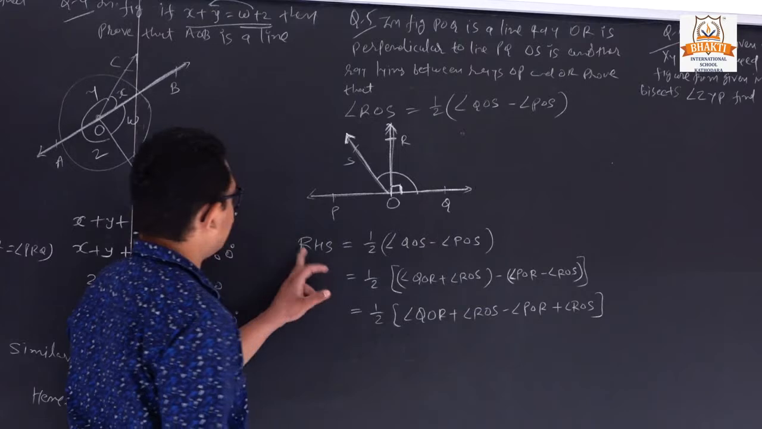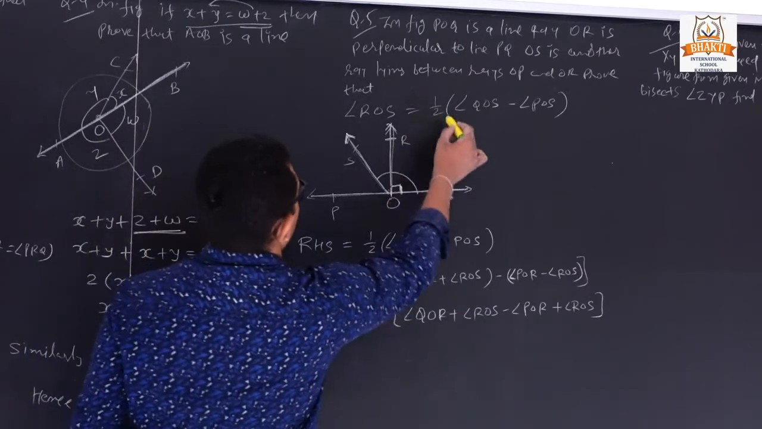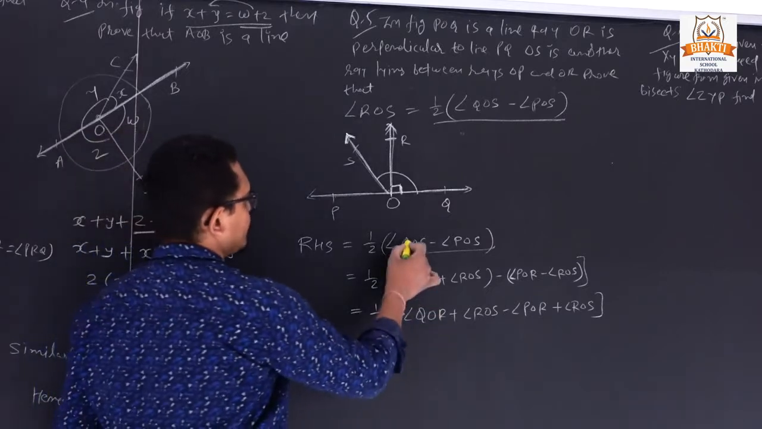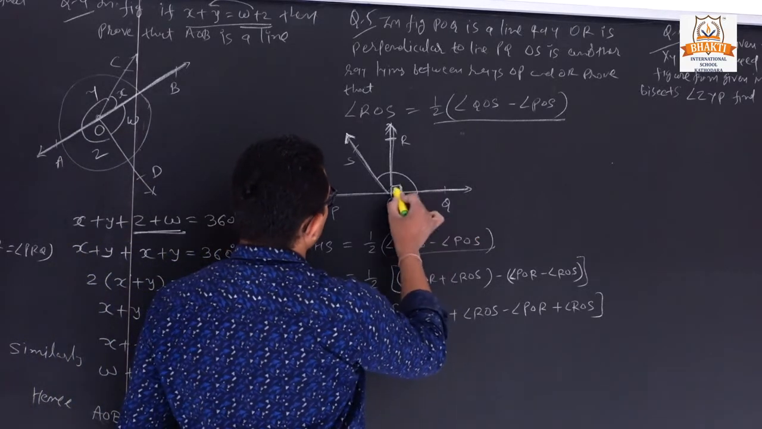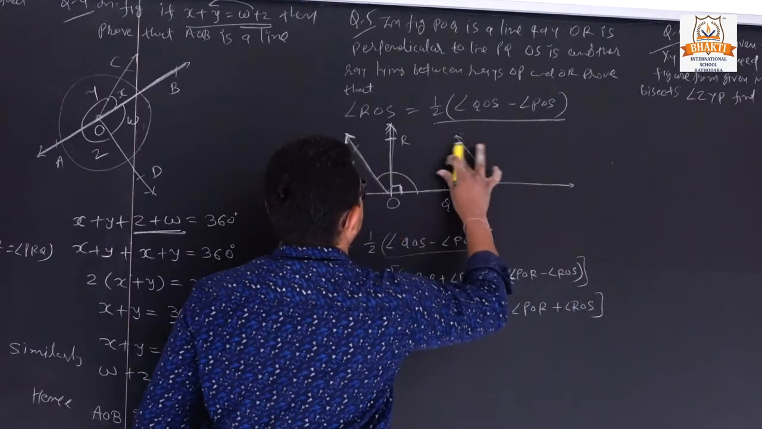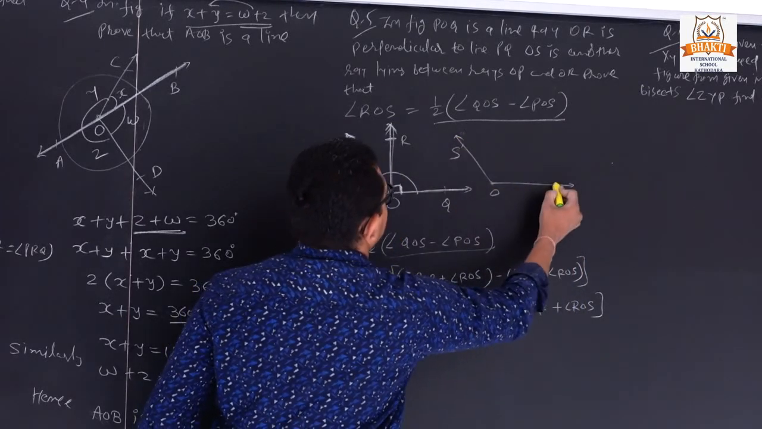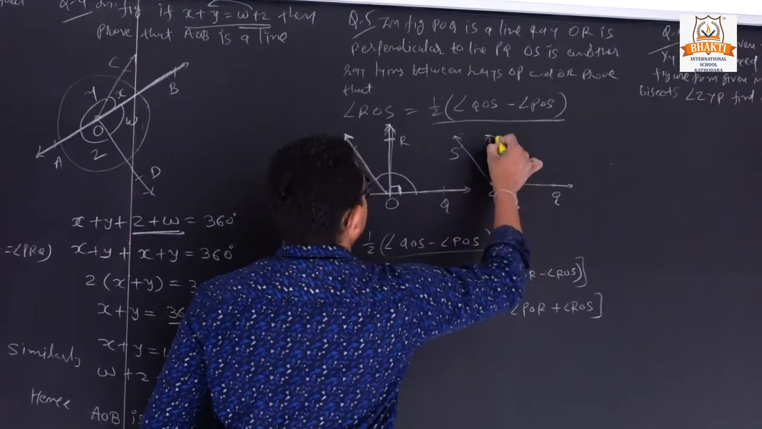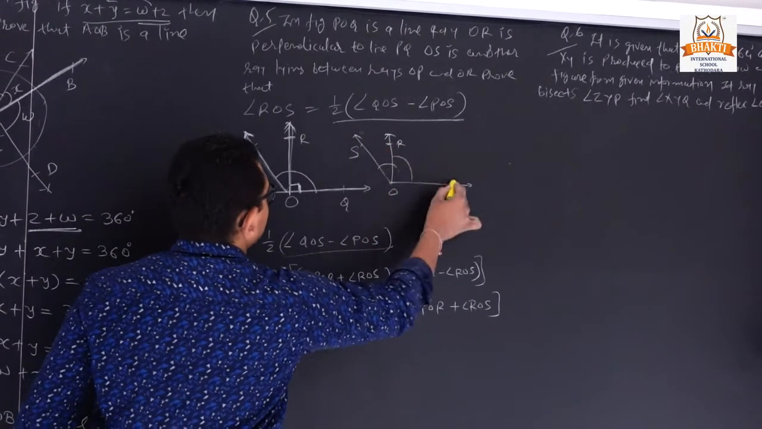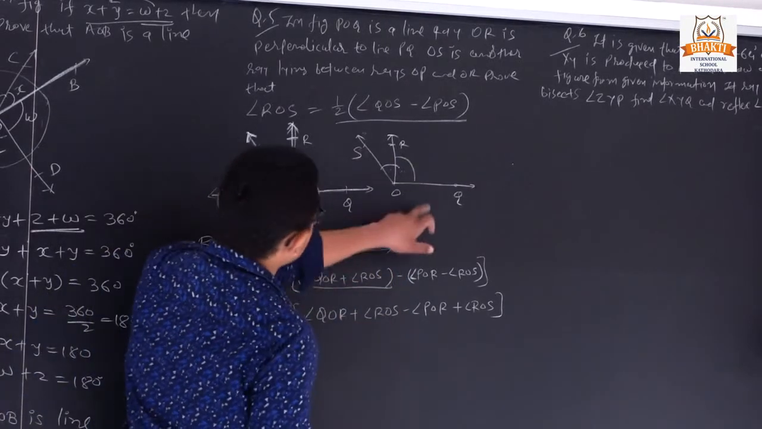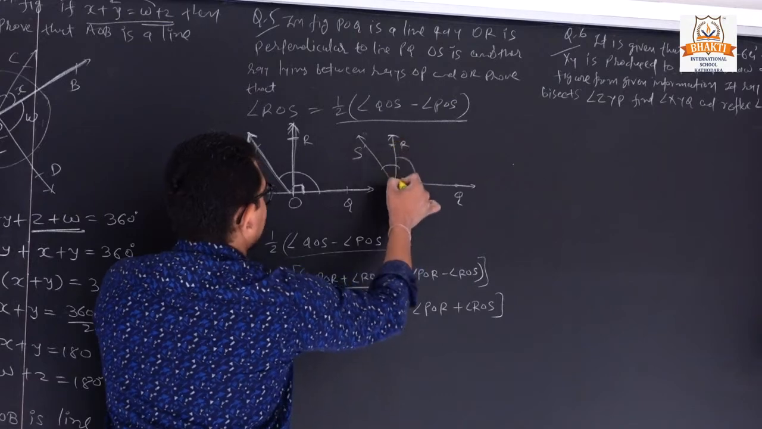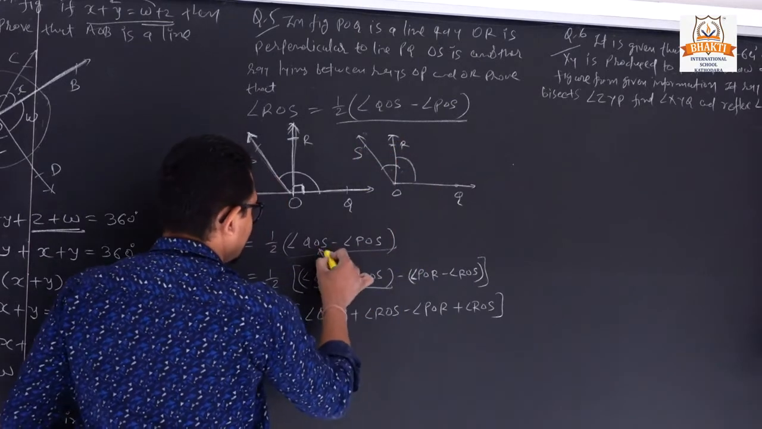So we can start from the right hand side. First of all I am writing the right hand side. Clear? So here QOS. It is S, it is O and it is Q. It is dividing like that at R. So the summation of these two angles will be QOS. So we can write QOS is equal to QOR plus ROS.